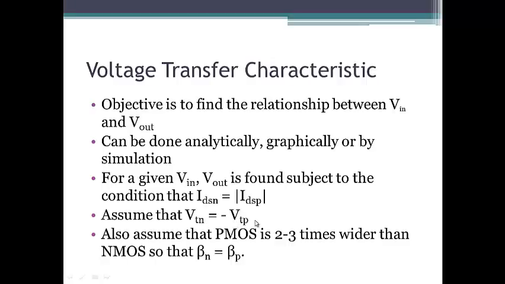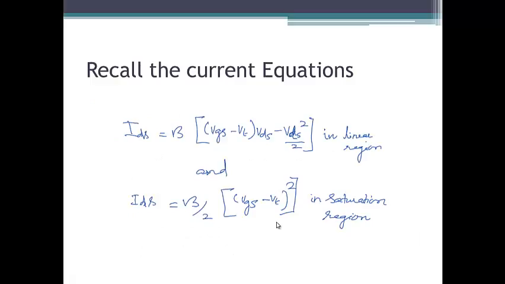The threshold voltage will be minus 0.5. So we are assuming this. We are assuming symmetrical transistors, and we also assume that the PMOS is 2 to 3 times wider than the NMOS, so that beta n is equal to beta p. So you have a W/L ratio which makes your P transistor conduct more, or the mobility is increased. Mobility is increased by increasing the width of the P transistor, so that beta n is equal to beta p. Under these two assumptions, we are deriving the voltage transfer characteristics.